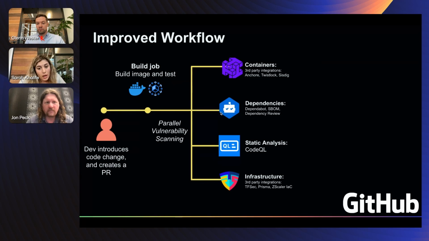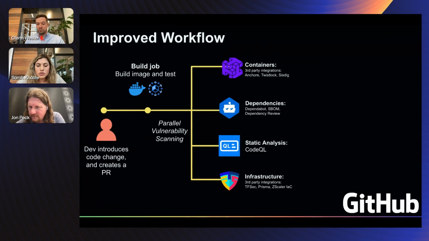You can use CodeQL. You can incorporate code scanning third-party partners as well as infrastructure as code, maybe something like Prisma or TFSec. If you're using some of these third-party tools, you can integrate directly with code scanning to incorporate your infrastructure as code scanning, your container scanning, your static analysis, and your SCA analysis all happening in that pull request.